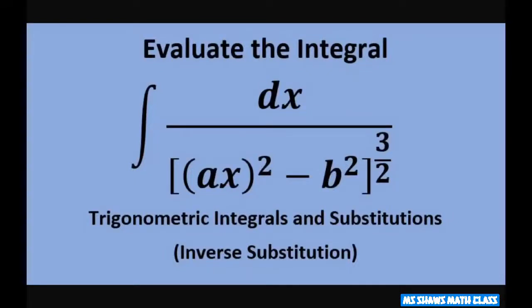Hi everyone, we're going to evaluate this given integral using trigonometric substitutions. So it has the form of x squared minus a squared. So we're going to use secant, and these are our restrictions here. So what we're going to do is let ax equal b secant of theta, because we have this extra constant here.